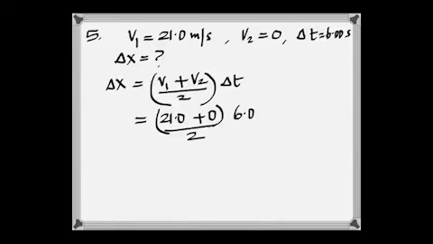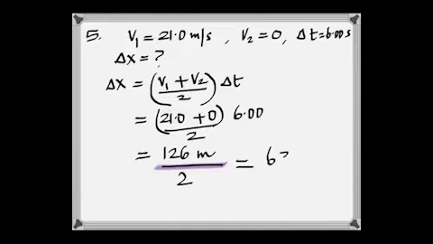And then use that formula: 21 plus 0, divided by 2, times 6.00, gives 126 meters. So that is 63? Okay, that's fine.